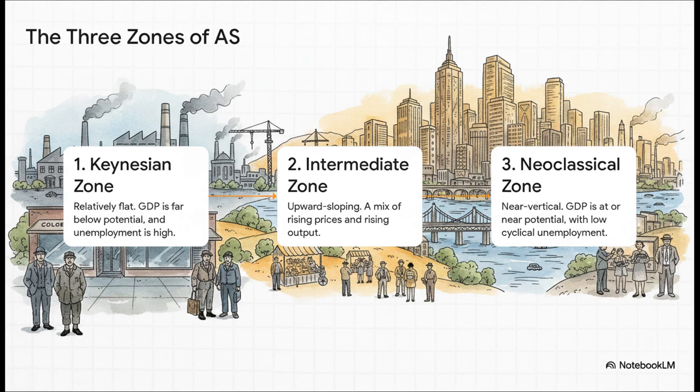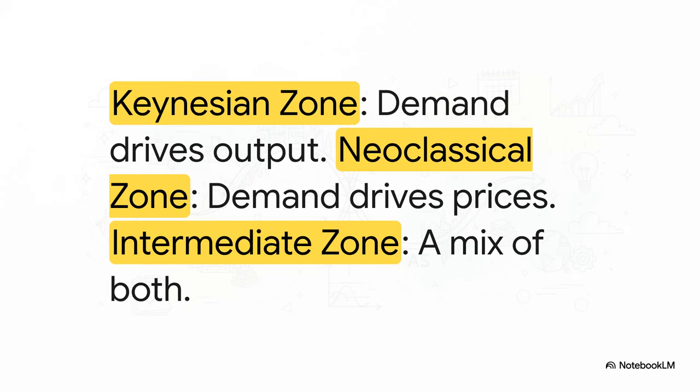Well, the AD/AS model's clever answer is that they can both be right. It just depends on where the economy is operating. And to see this, we can think of the aggregate supply curve as having three different zones, each one telling a different story about the state of the economy. Way over on the flat part, that's the Keynesian zone. The economy is in a deep slump, with tons of unemployed workers and idle factories. Down here, boosting demand leads to more output without really causing much inflation.